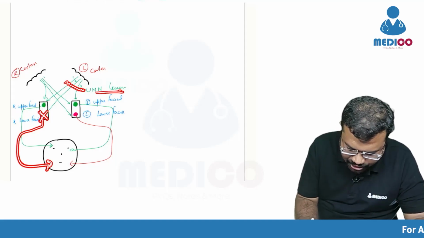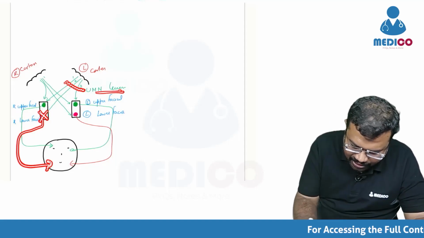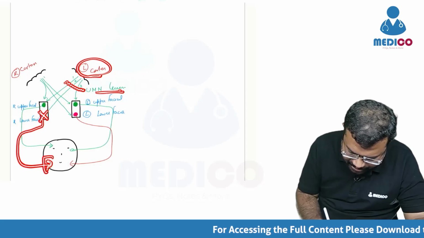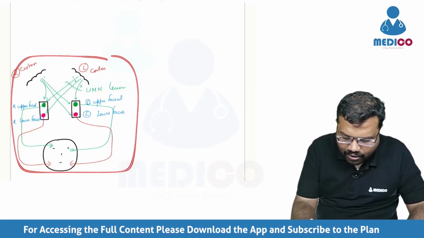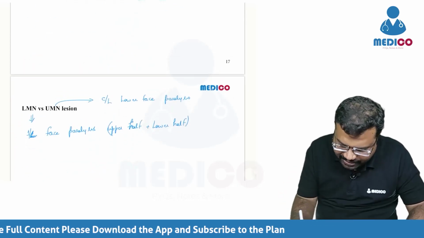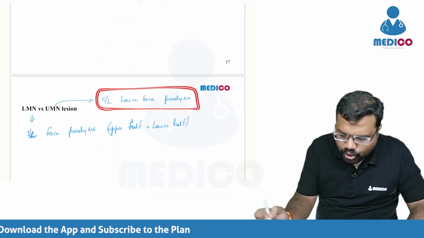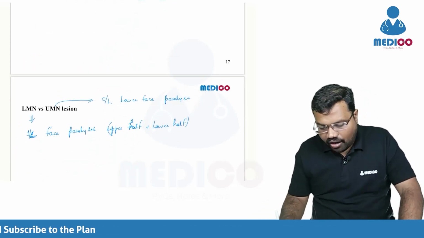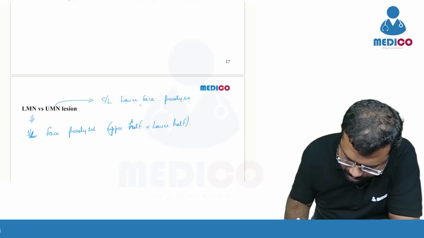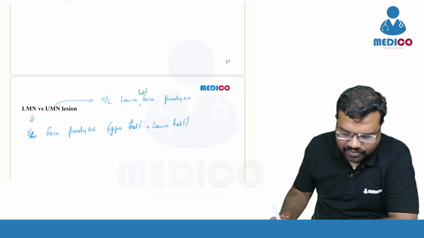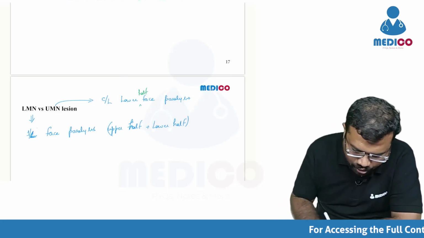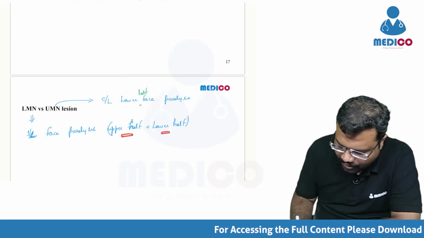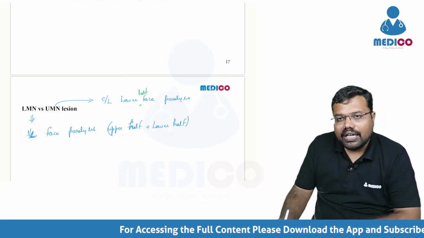So whenever a UMN lesion is present on the left side, the effect is that the right lower face will get paralyzed. No one will ask about this entire concept, but you have to remember only this one: contralateral lower half face paralysis will be present in case of upper motor neuron lesion. But in case of lower motor neuron lesion, both upper half and lower half, but ipsilateral, will be paralyzed.